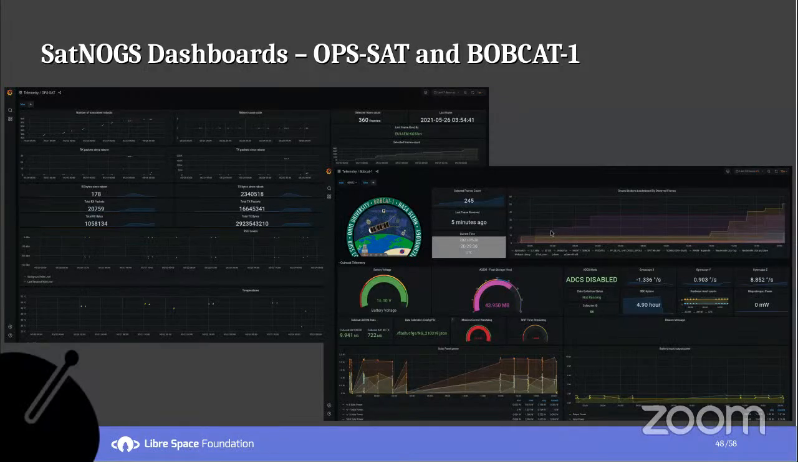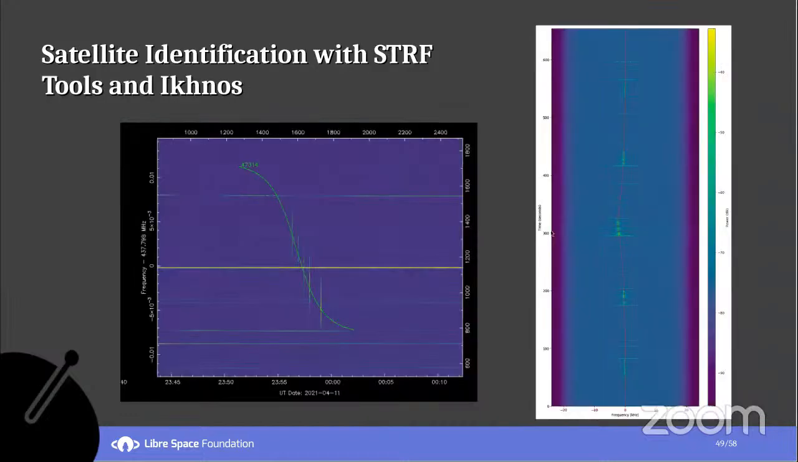So we've seen the dashboards, and unfortunately I cannot demo it right now. So we are going to see some screenshots here. It's how we identify the satellites. On the left side, we have the SDRF tools, and on the right side, it's one of the waterfalls from the network processed by a software we call IGNOS.